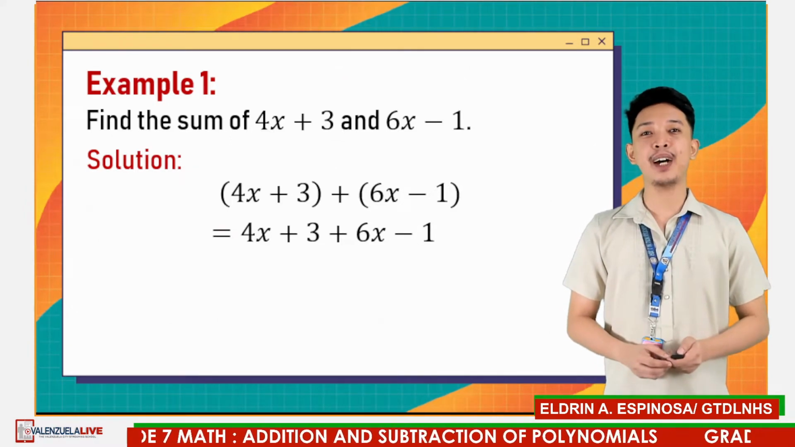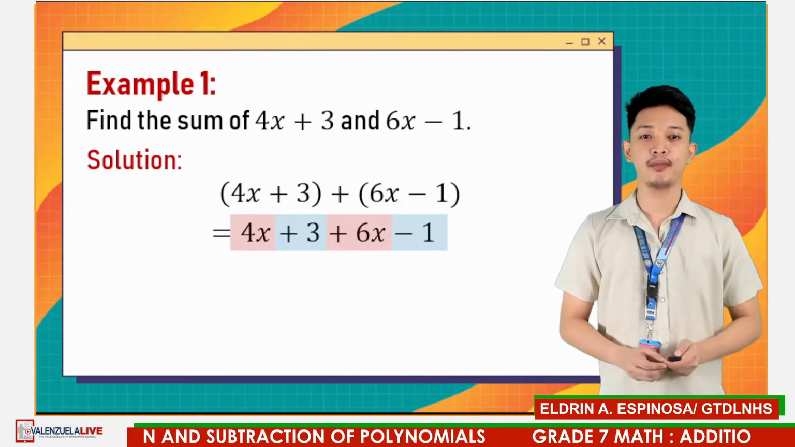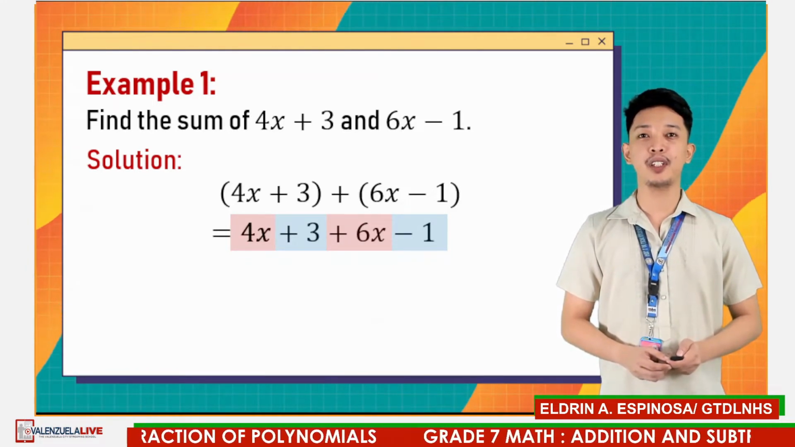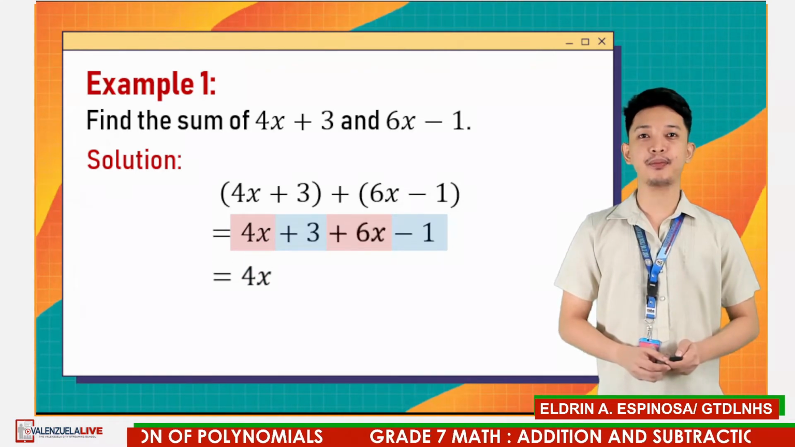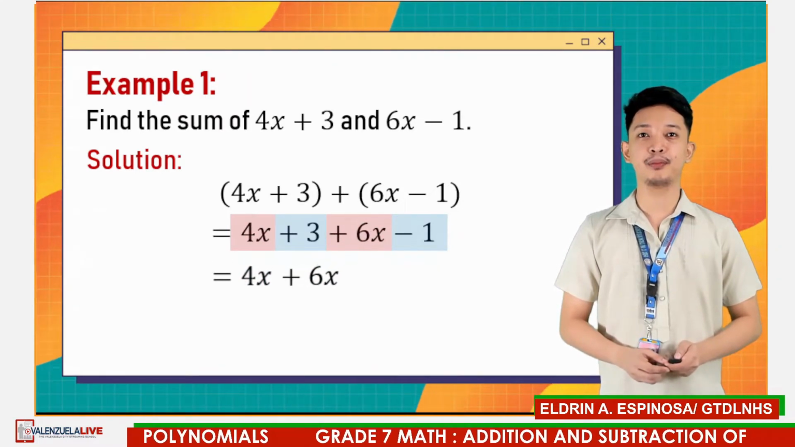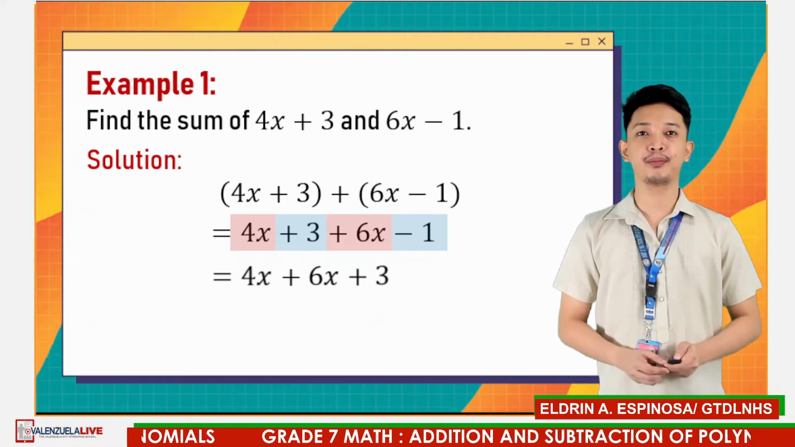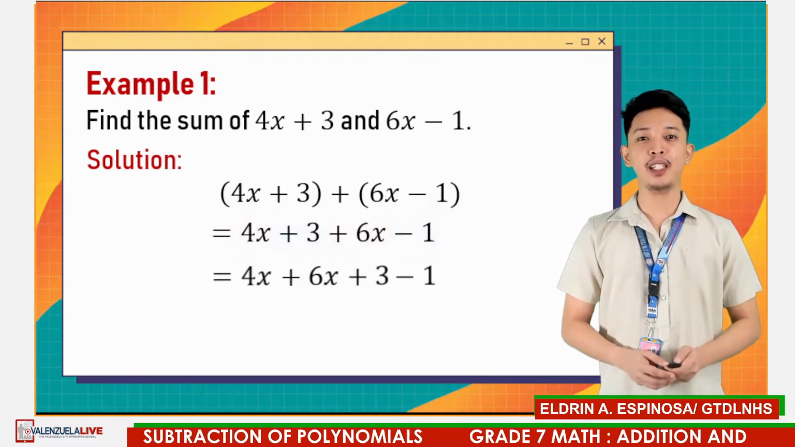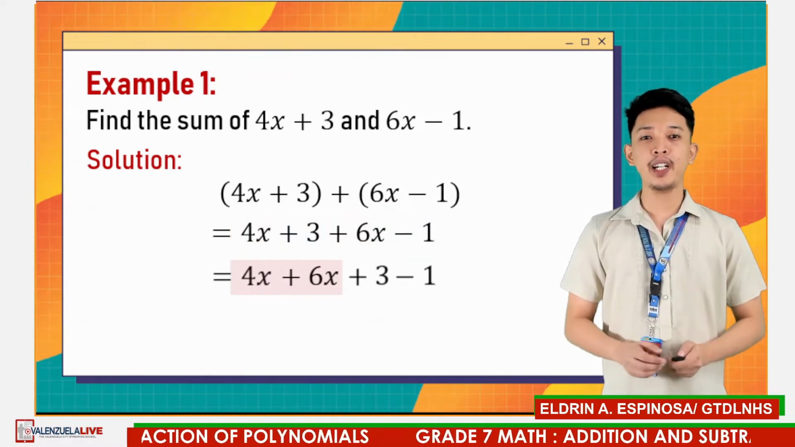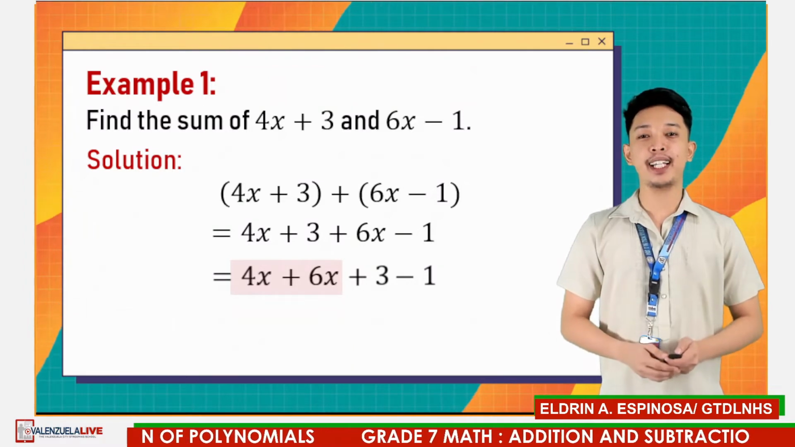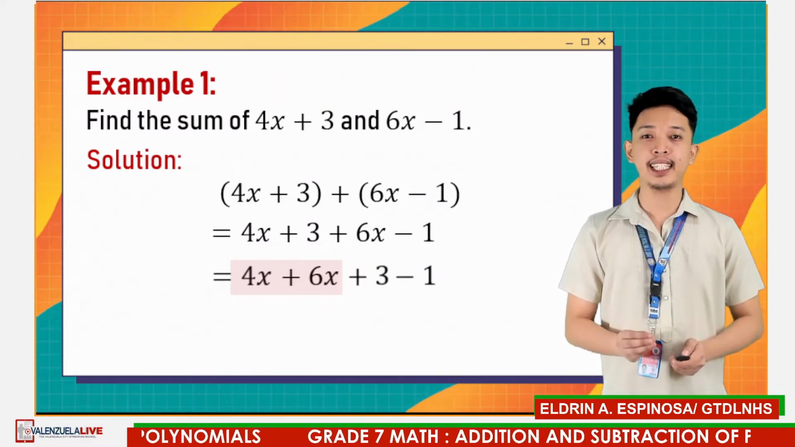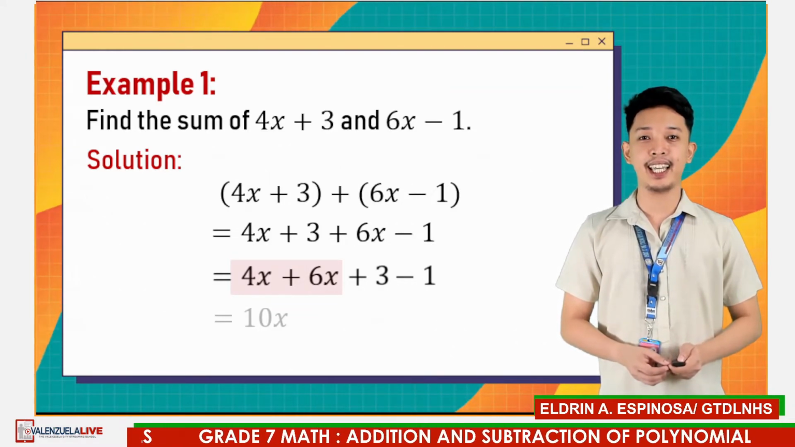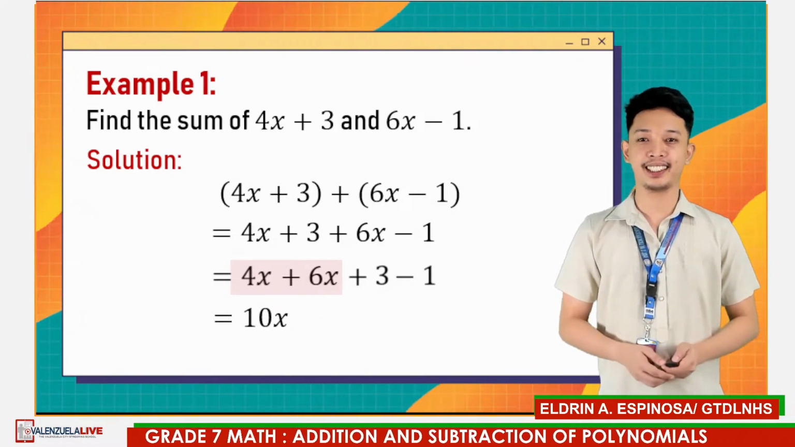Now, we can combine the similar terms. We can rewrite them adjacent to each other. So we will have 4x plus 6x plus 3 minus 1. Simplifying the similar terms, first, 4x plus 6x. Add the numerical coefficients. 4 plus 6 is 10. Then copy the literal coefficient, which is x. So we will have 10x.